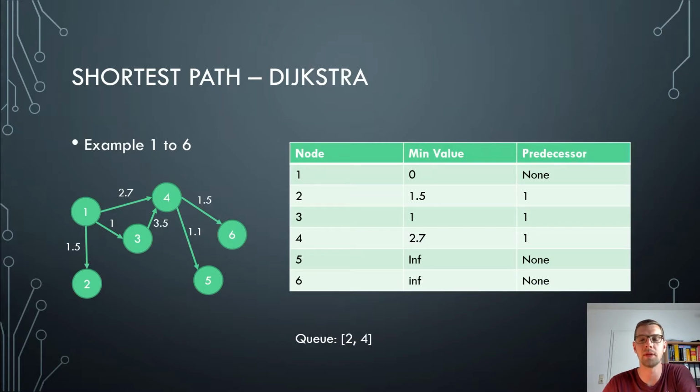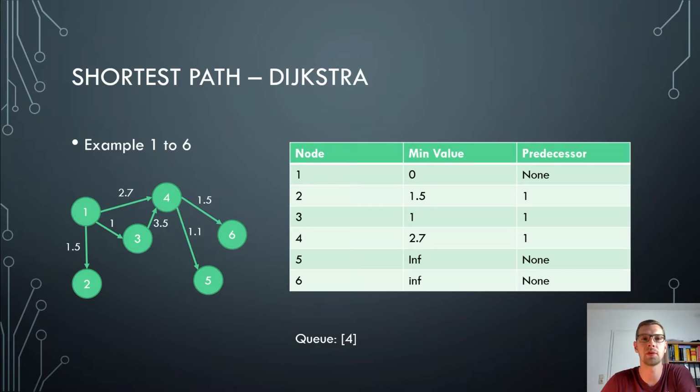But the minimum value of node 4 is 2.7, and that is smaller. So we don't change our minimum value in our table there, and we also don't change the predecessor. Now we worked on node 3, and node 4 is already in our queue, so we don't have to append it there. The next node we work on is node 2. Node 2 has no children, so we are done with it and we can remove it from our queue.